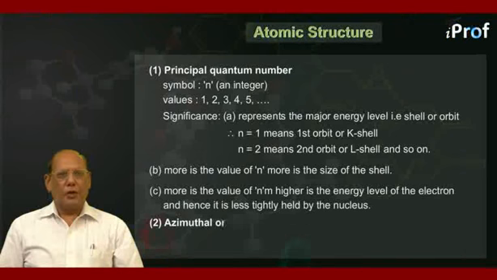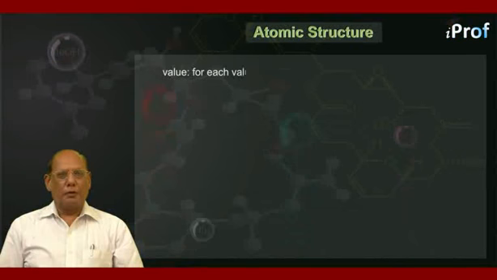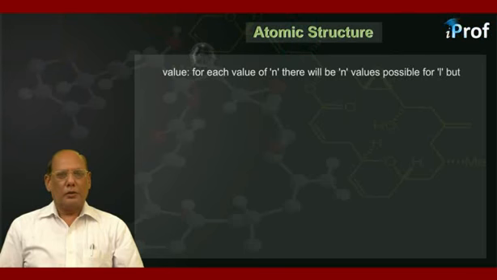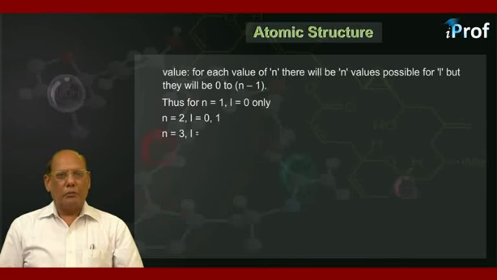Number 2, azimuthal or angular quantum number. Symbol l. Values: for each value of n, there will be n values possible for l, but they will be from 0 to n minus 1. Thus, for n equal to 1, l will have only one value, and that is 0. For n equal to 2, l will have two values, 0 and 1. For n equal to 3, l will have three values, 0, 1 and 2 and so on.